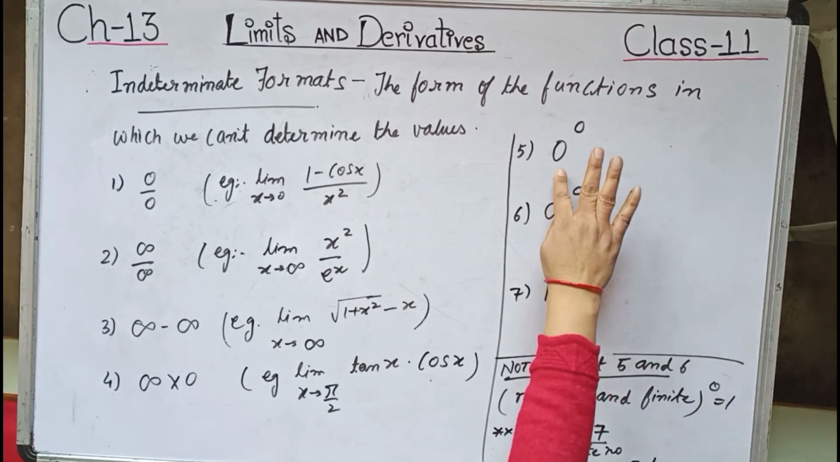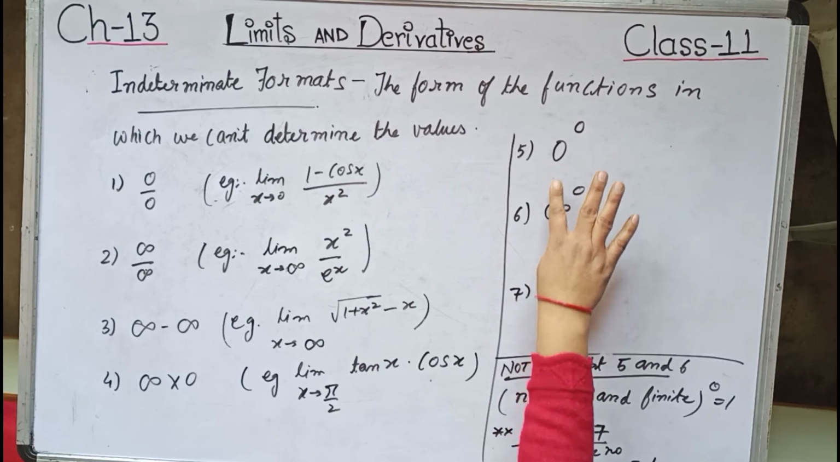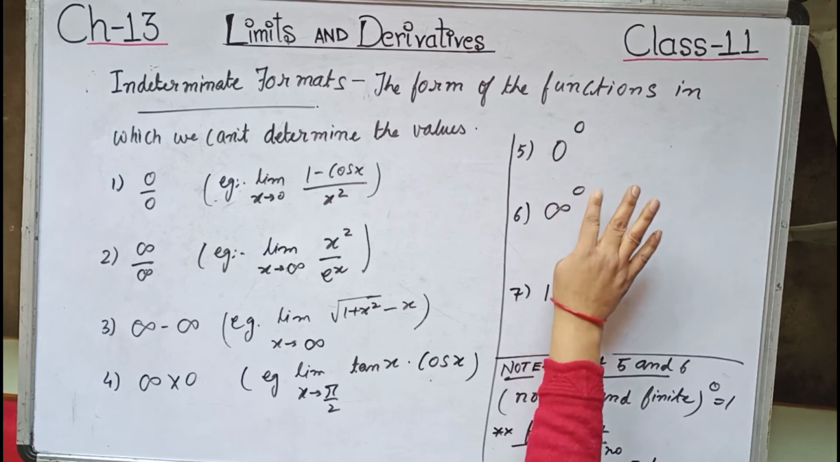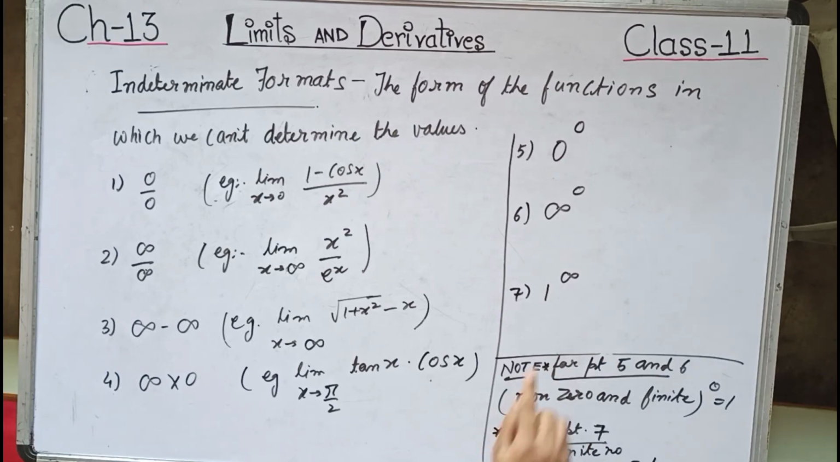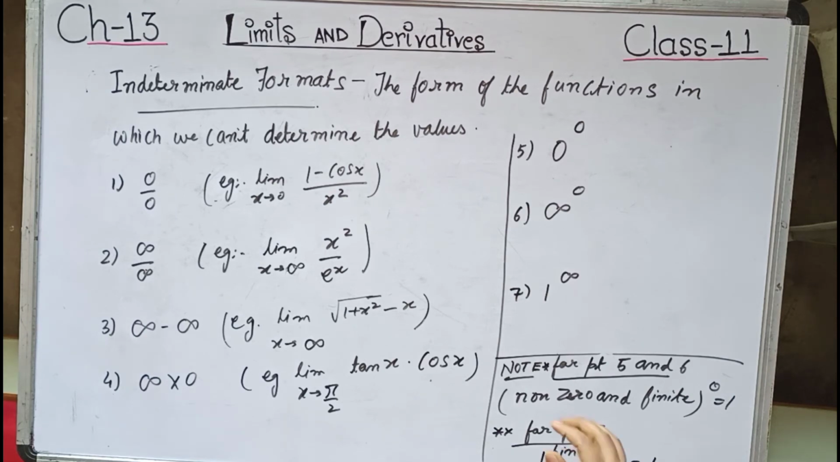But over here 0 power 0 and infinity power 0, this is 0 and this is infinite. So 0 power 0 and infinity power 0 are not defined. Again 1 power infinity is not defined. Again in the junior classes we were taught that 1 power any number is 1 only. Okay, so that any number is replaced by a finite number. So 1 power a finite number is only 1. 1 power infinity is not defined.